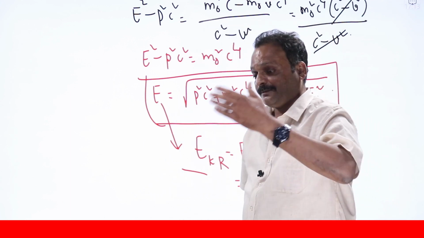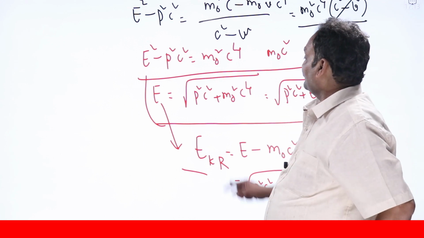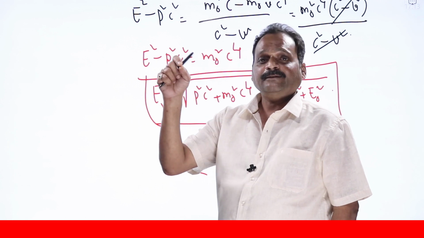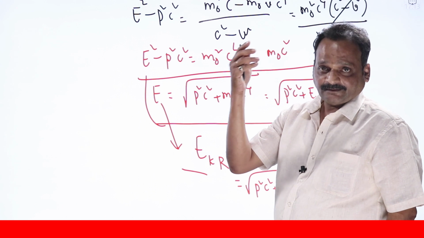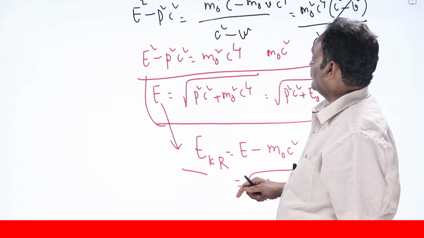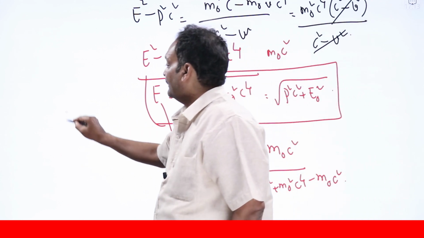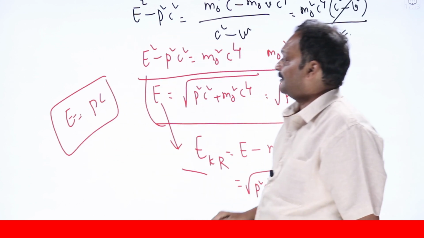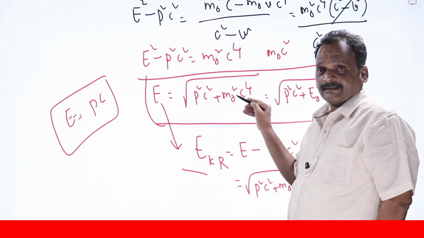Now the most popular question out of this equation: if the rest mass of a particle is 0, we have seen the particle should move with the velocity of light to exist. If we substitute m naught equal to 0 here, what happens? E equal to root of p square c square, that is nothing but E equal to pc. E equal to pc. For which particle? A particle without rest mass, or rest mass equal to 0.